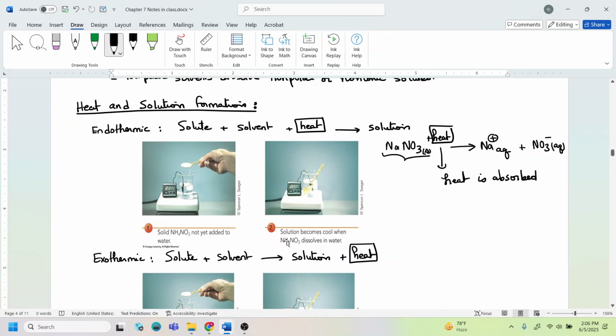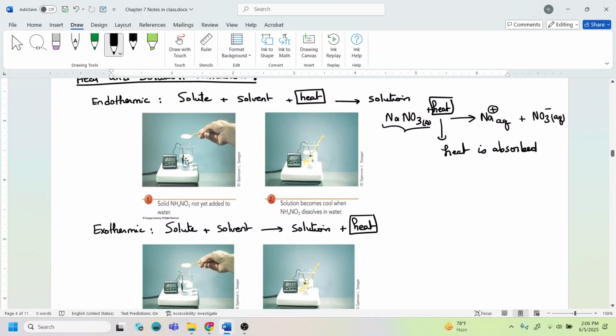Any nitrate is an endothermic reaction. You just take a liquid, take water, add your nitrate solid in there, and you're going to see that the temperature is going to drop. This is an indication that heat is being absorbed, and this is an example of an endothermic reaction.